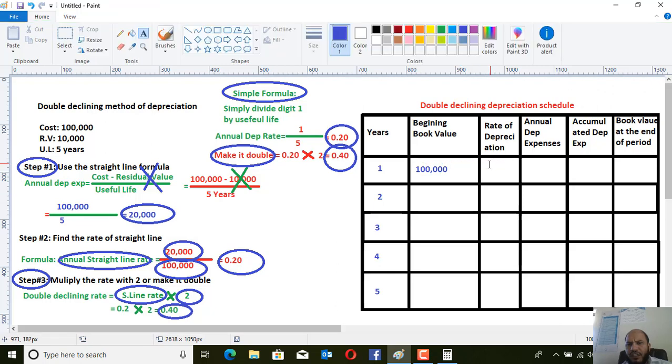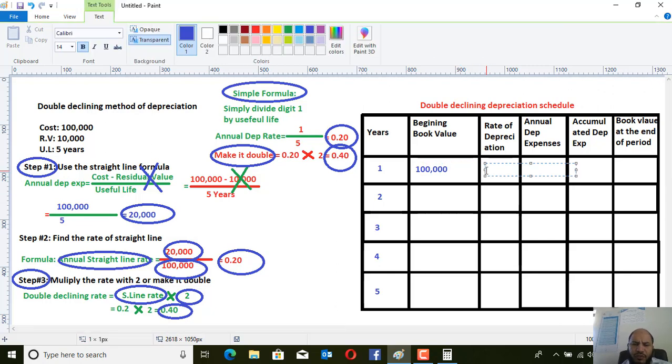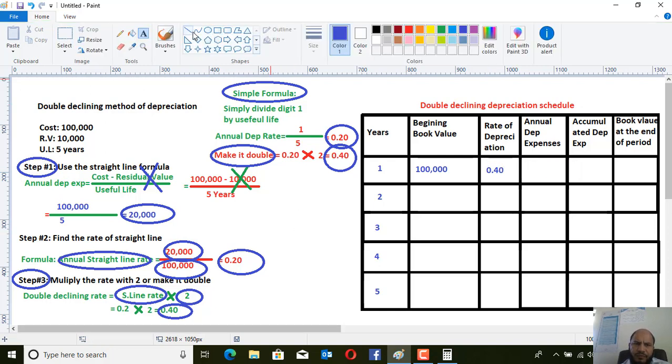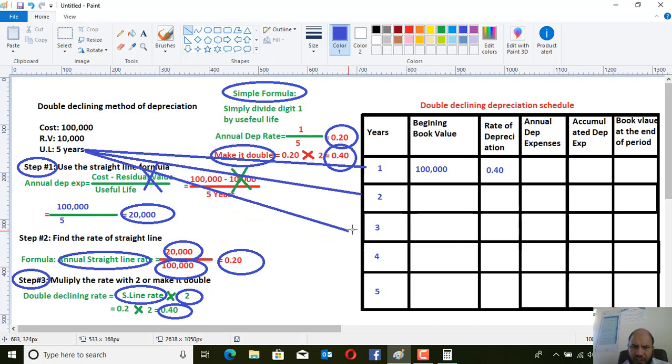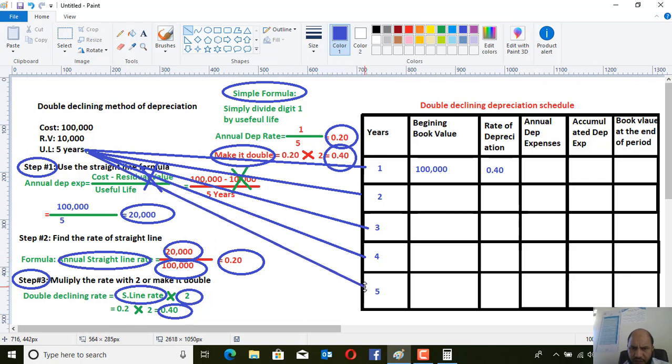So what is the rate of depreciation? We found that rate through the formula: 0.40. This is the rate of depreciation. We have developed a 5-year chart because we will be calculating this depreciation for 5 years.